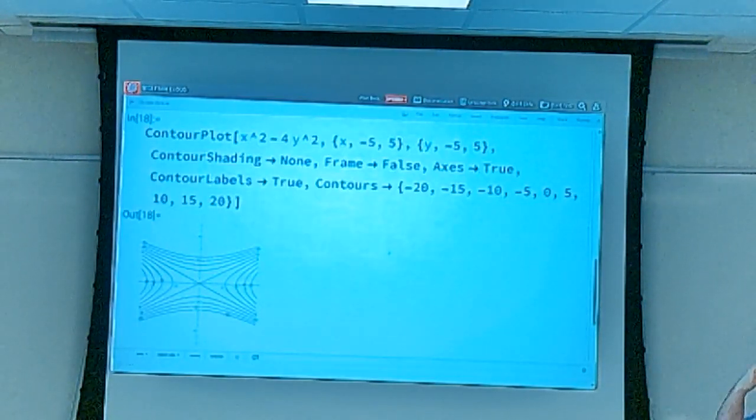Right, it doesn't have to be symmetrical on each side, right? I could have kept going. I could have gone 25, 30, 35, 40, whatever. I tend to try to keep everything symmetrical.